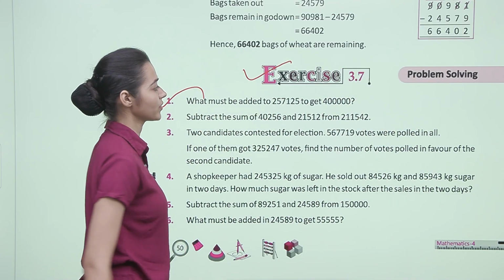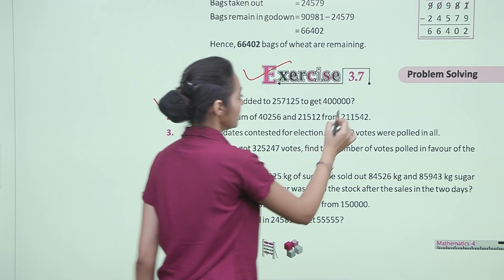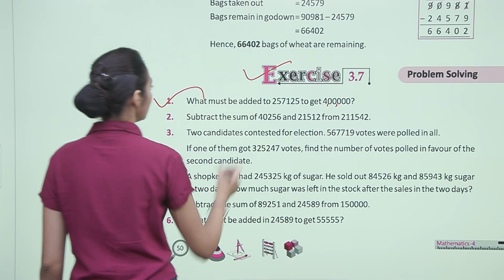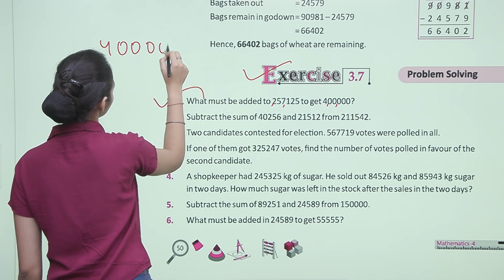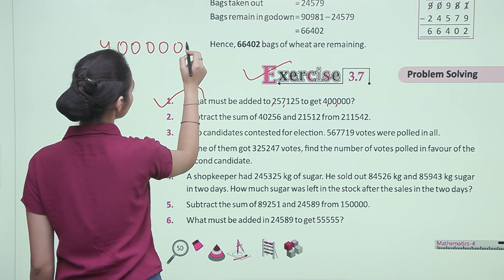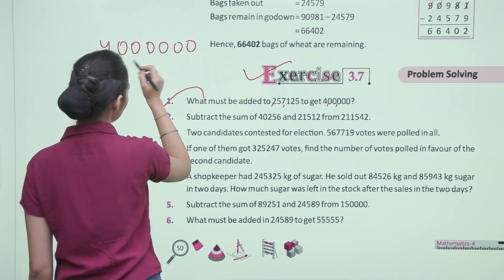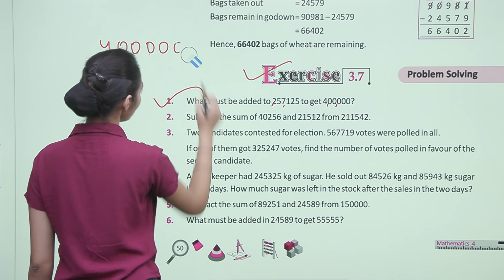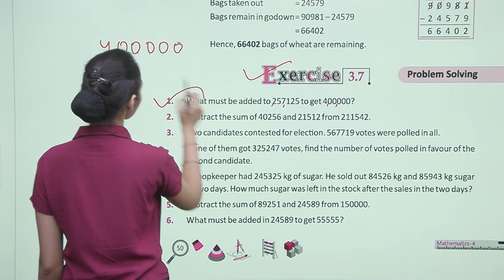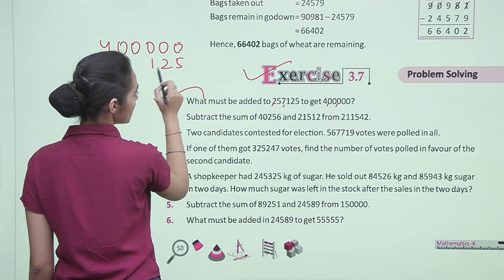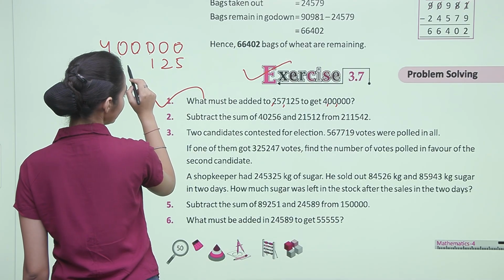Now let's start with exercise 3.7. In the first part, what must be added to this number to get 4 lakh? So we will subtract. Ones, tens, 100, 1000, 10,000 and lakh. So that means we will erase the 1 0. Now next is what must be subtracted, that is 2,57,125.